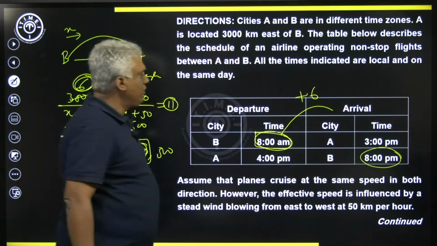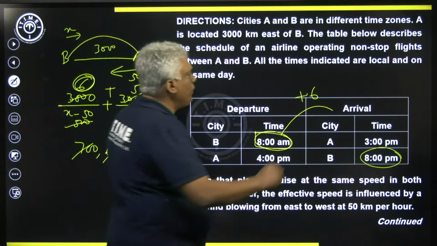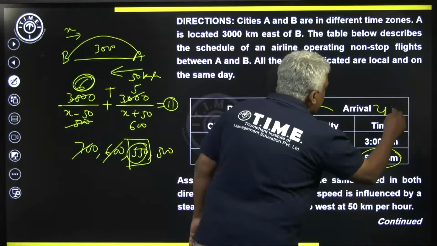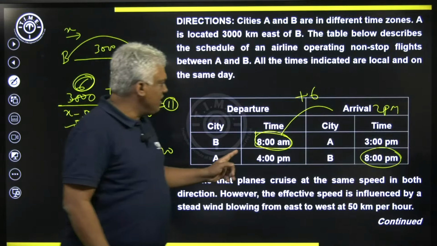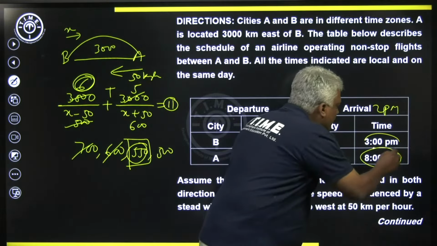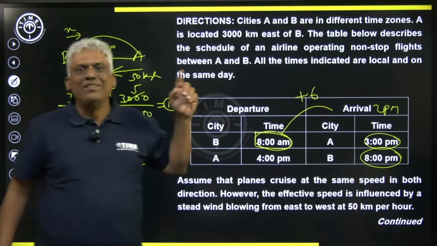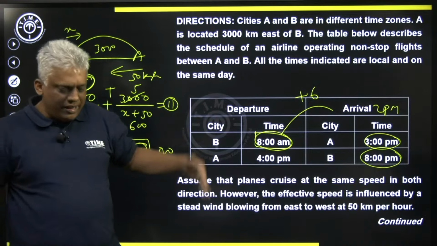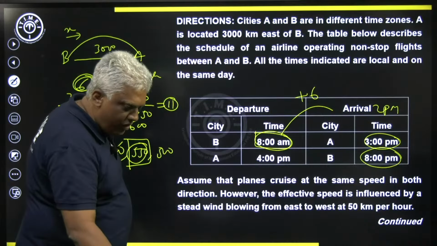So 8 plus 6 is 14, that is 2 p.m. So it should reach A by 2 p.m., but it's reaching A at 3 p.m. That means the time difference is 1 hour. So A is in the east, 1 hour ahead, right? So that's the answer for this.